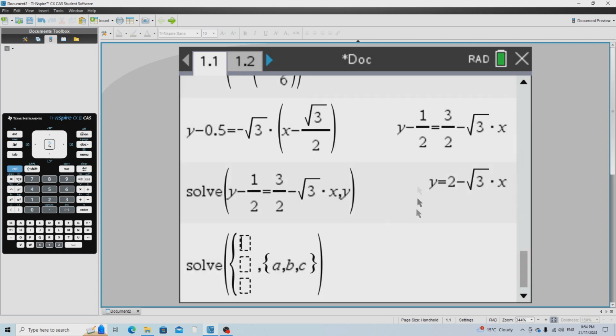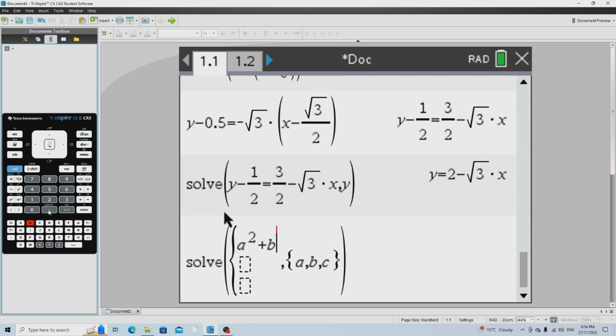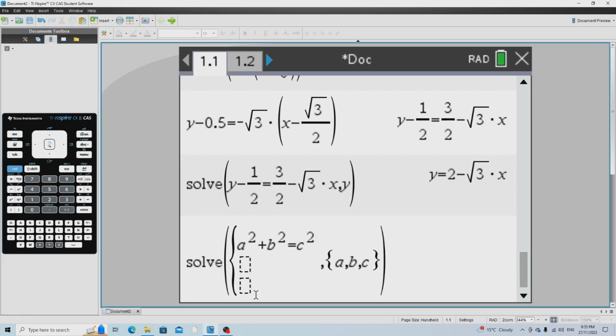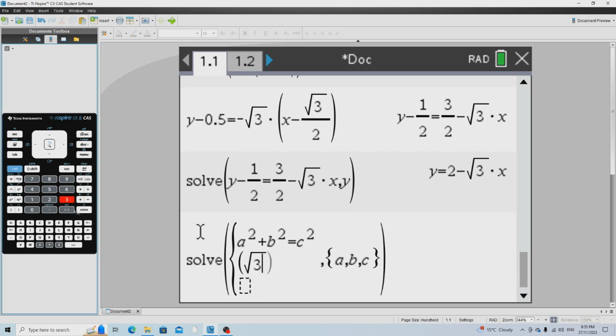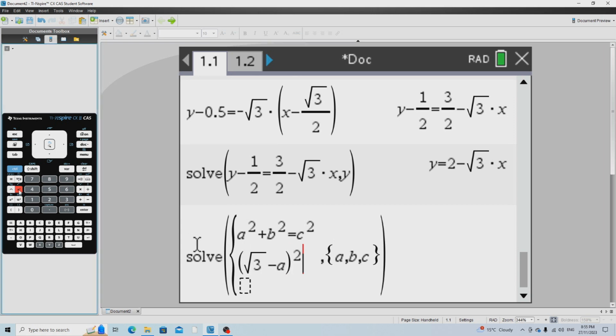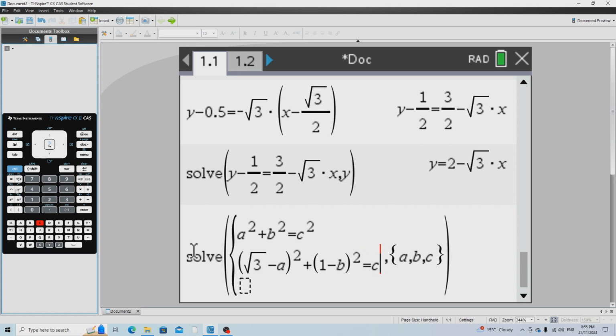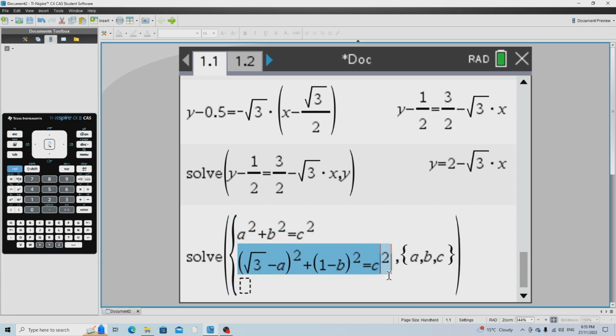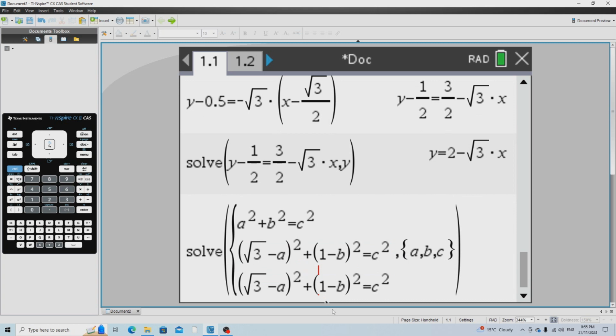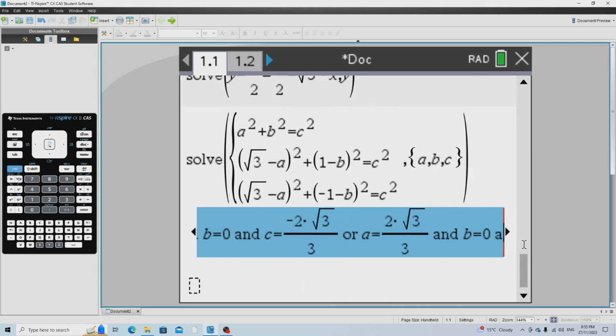Okay, let's write those. The first equation is a squared plus b squared equals c squared. The next one is root 3 minus a squared plus 1 minus b squared equals c squared. And the last one is similar to the second equation, but it just has a negative over here. Enter, and we get these values over here.